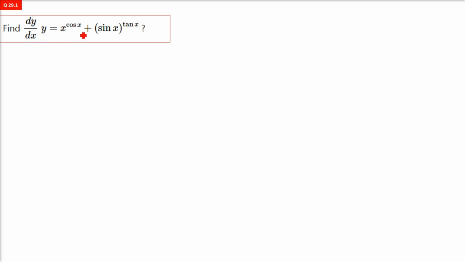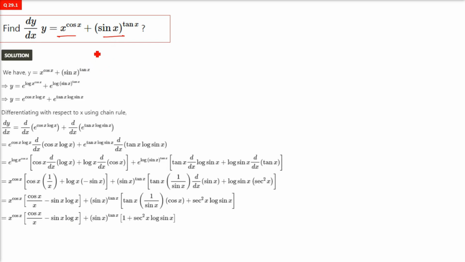Now dy by dx, y is x to the power cos x plus sin x to the power tan x. We'll do the first one first. So you can just write it as e to the power log of x to the power cos x. So cos x comes in front, cos x log x. So it will be e to the power cos x log x.